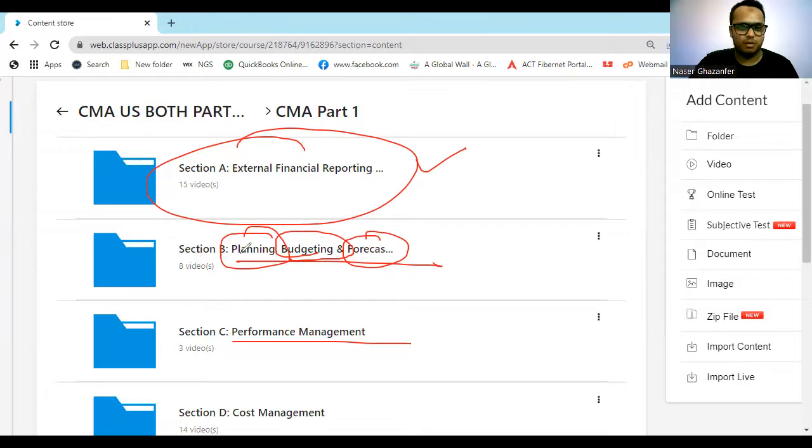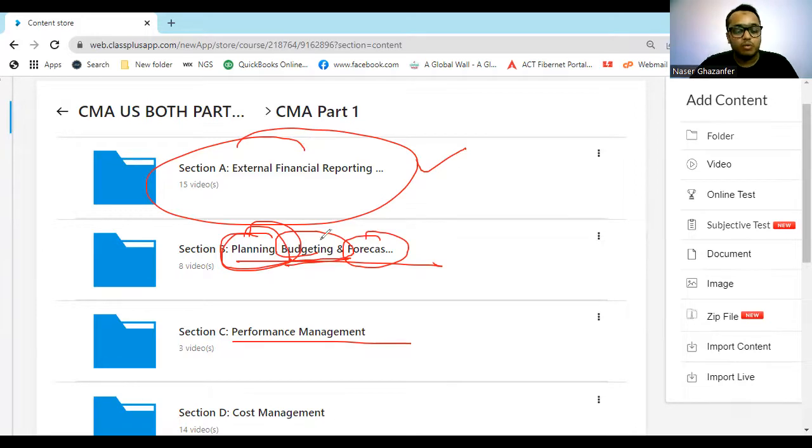You have Porter's five forces analysis and generic strategies in it. You also have the balanced scorecard here. So planning is a bit of theoretical strategic stuff to learn. Budgeting, again, is practical problems where you need to find out the purchases. You would have been seeing the MCQs which I've been doing in here.